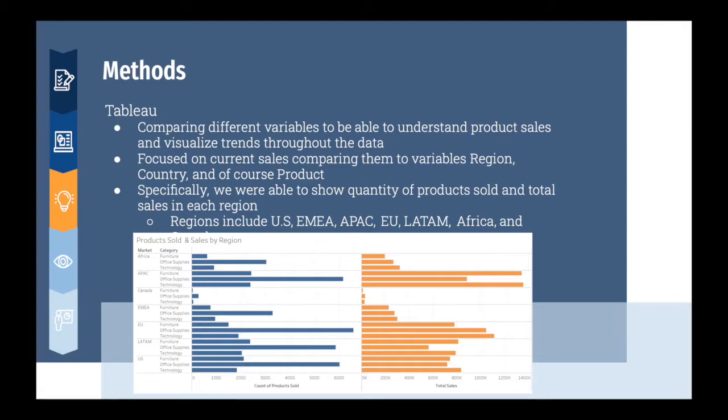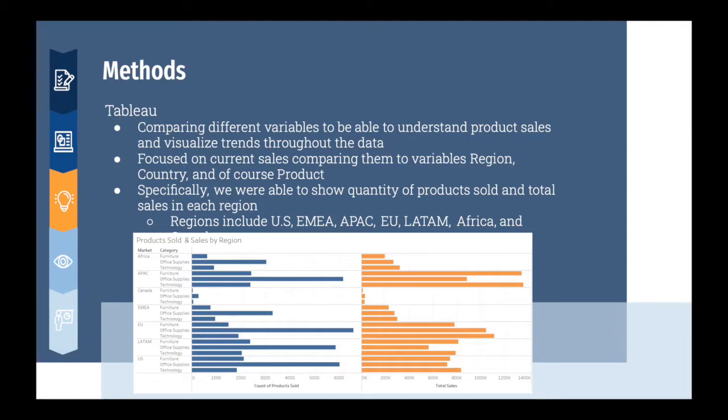or regions. To do this, we focused on the current sales, comparing them to different regions, countries, and of course, product categories. Down below, you can specifically see how we were able to show the quantity of products sold and total sales across regions and categories. In this example, you can see for the quantity of products sold, office supplies leads the way across many regions, and furniture and technology follow behind.